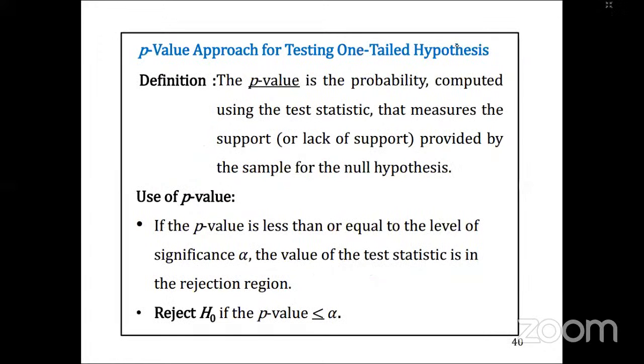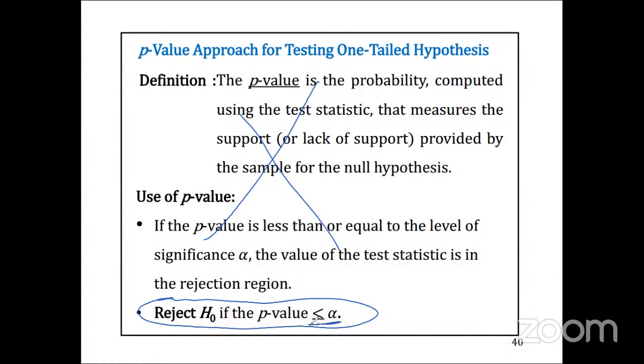Now the p-value approach. Because most of the participants are non-statisticians, don't go into all these things. I'll say only focus on this: reject H0 if p-value is less than alpha. What is alpha? Participants, what is alpha? And what is p-value? Who will give the p-value? Who will decide alpha? Can anybody tell me? Yes? Are you there?